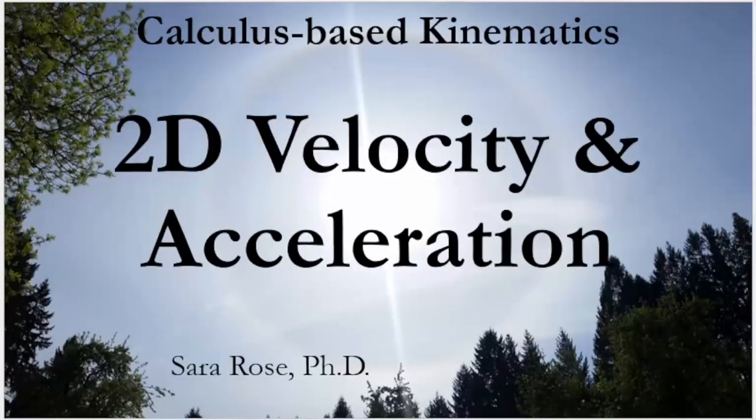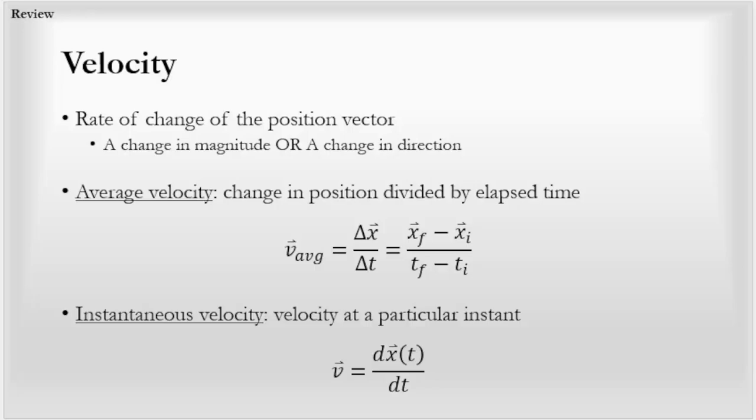This is a lesson in calculus-based kinematics about 2D velocity and acceleration, how velocity and acceleration can be analyzed in 2 dimensions using trig. As a reminder, I'm going to put up the equations here for average and instantaneous velocity. Average velocity is the displacement over time. Instantaneous velocity is the time derivative of the position vector. And this is a vector.